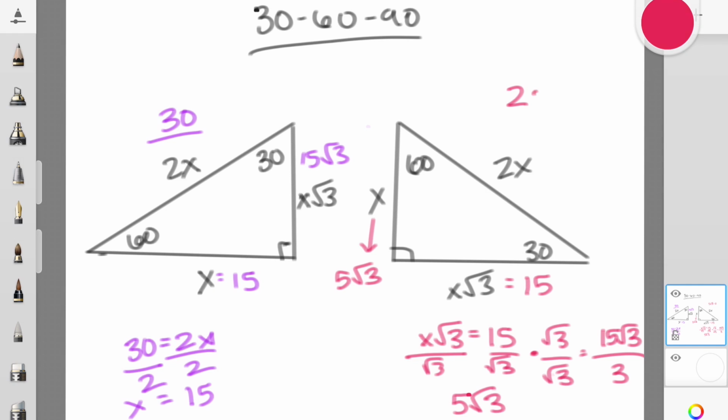And across 90, you would do 2 times 5 square root of 3. And you only multiply 5 times 2, which is 10, because you can't multiply a whole number with a radical. And those are the answers.